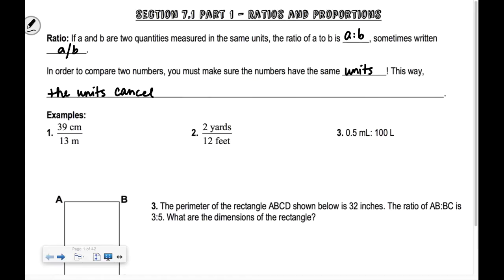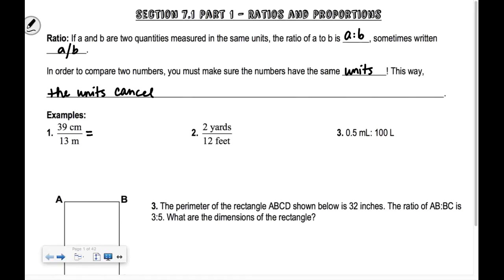So 100 centimeters is like this big, like a meter stick. So 39 is like that big. Think about 13 meters. Can you show me with your arms what 13 meters looks like? No, it's pretty long, isn't it? So 13 meters, I don't know, probably longer than this actual classroom. So which one's bigger? The 13 meters. Okay, so that's why you have to get them to be the same units.